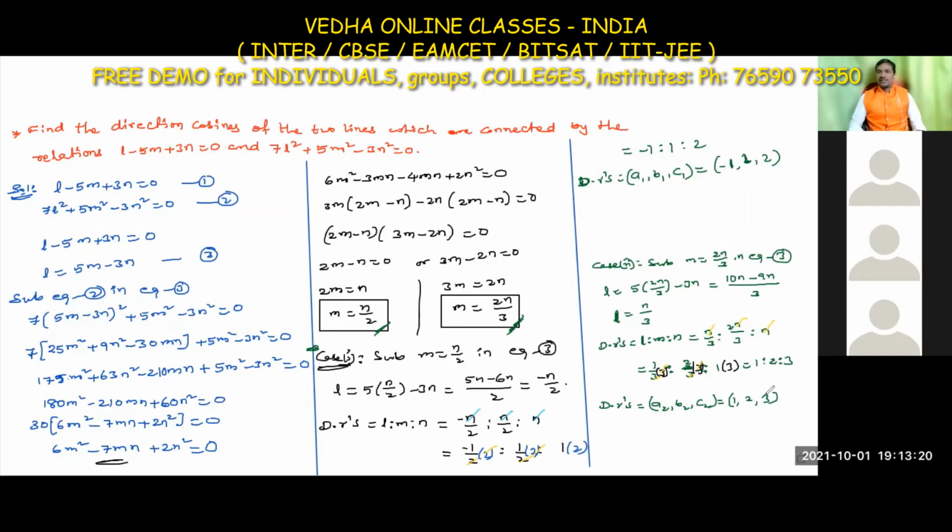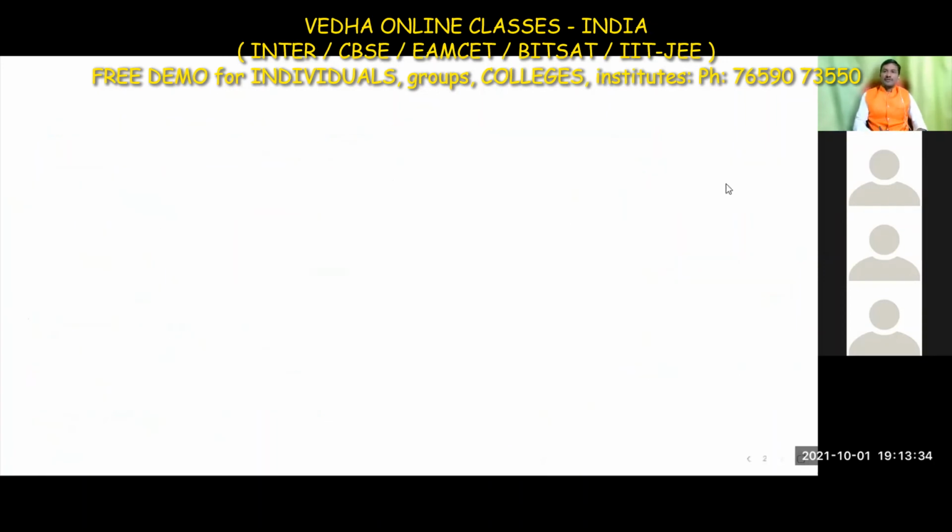Okay, so here what we want is the DCs. For finding the DCs, what is the formula? We take the formula and we apply here. What is the formula for finding the DCs?